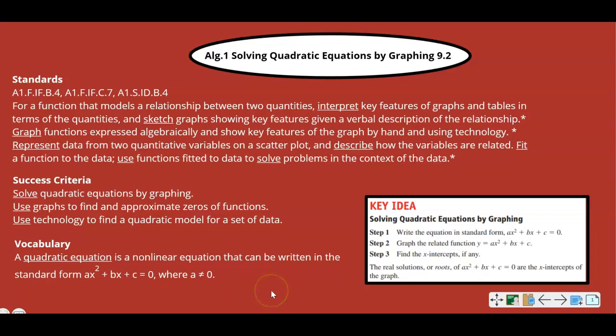All right, your key ideas to solve a quadratic equation by graphing. Step 1, write the equation in standard form. Step 2, graph the related function. Step 3, find the x-intercepts if there are any. Real solutions or roots of ax squared plus bx plus c equals 0 are the x-intercepts of the graph. Again, solutions or roots, you'll see this term. If it asks for the roots, that means it's asking for the solutions or the x-intercepts of the quadratic equation.